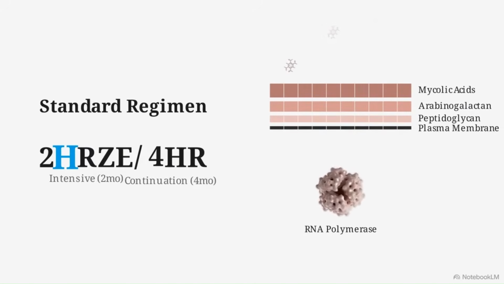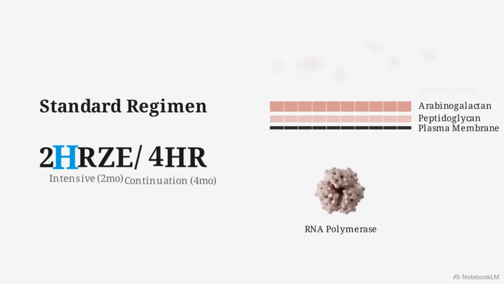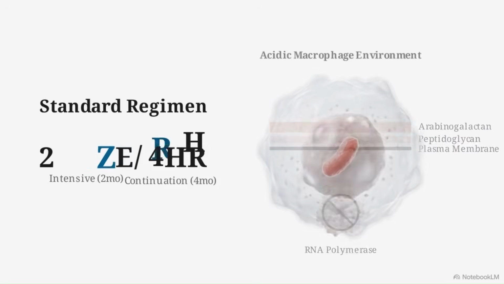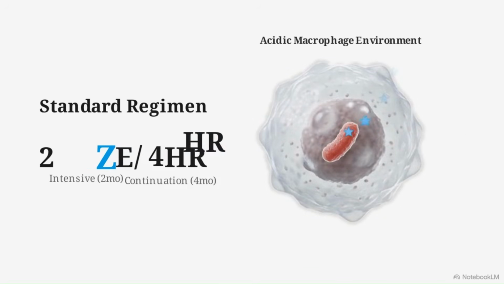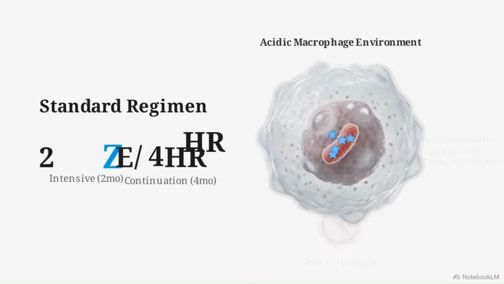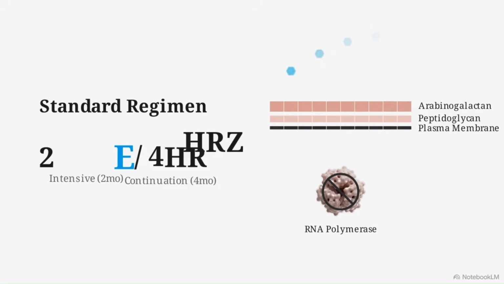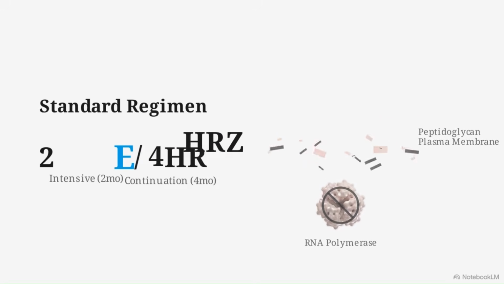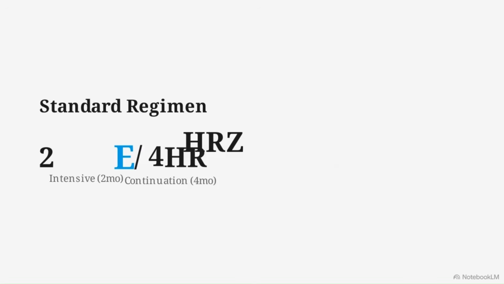First, isoniazid blocks outer mycolic acid synthesis, stripping the lipid shield. Next, rifampicin penetrates, halting DNA-dependent RNA polymerase to stop replication. Pyrazinamide uniquely activates in the acidic macrophage environment, killing intracellular bacteria. Finally, ethambutol inhibits the arabinogalactan layer, triggering total cell wall collapse.